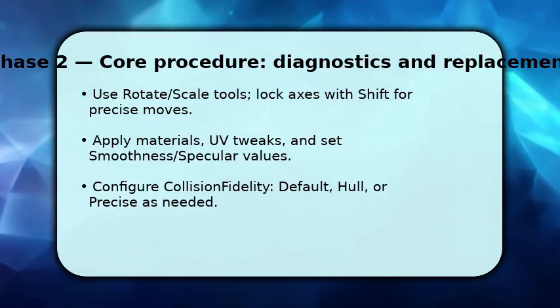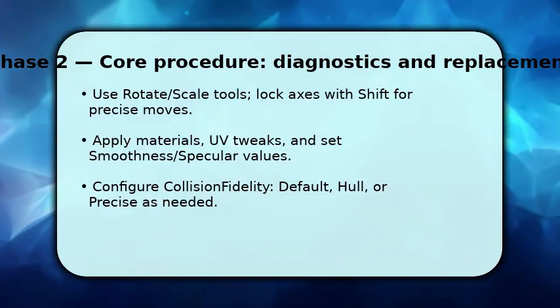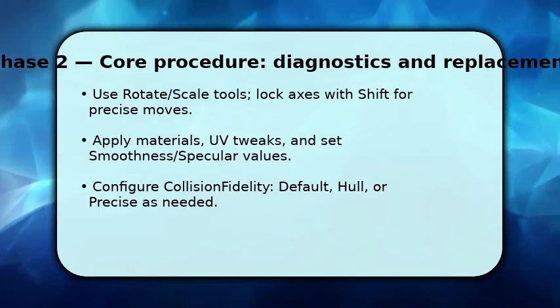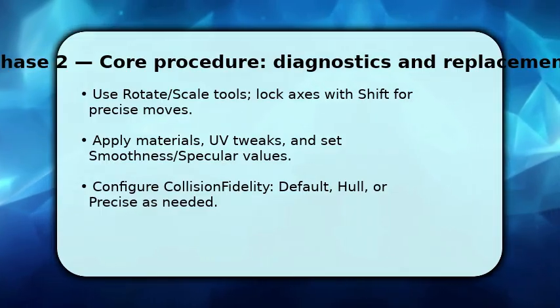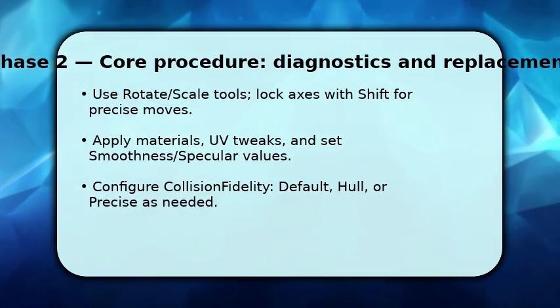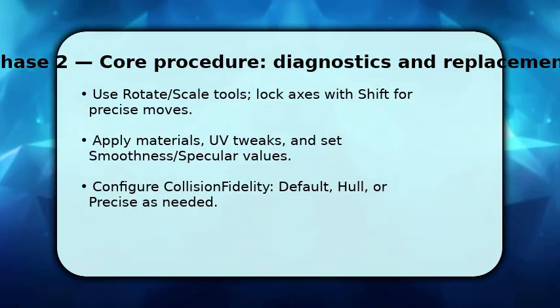Apply materials and adjust UVs or texture ID offsets so textures align correctly, then tweak smoothness and specular for realistic lighting. Finally, set collision fidelity to default, hull, or precise depending on performance versus accuracy. Test collisions using a simple player model.